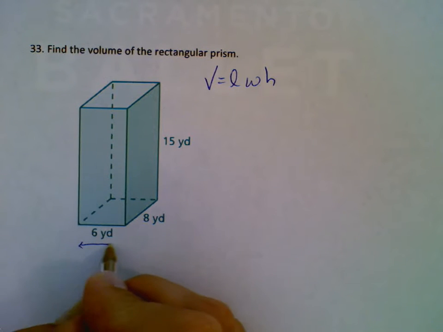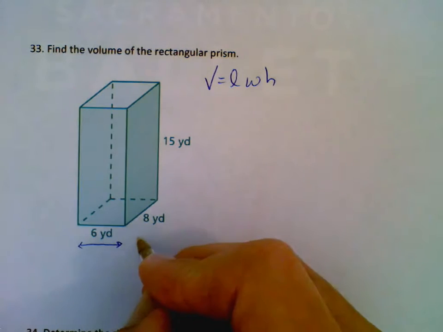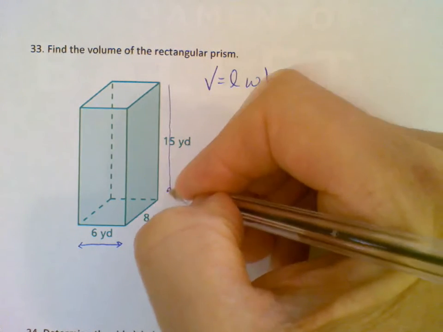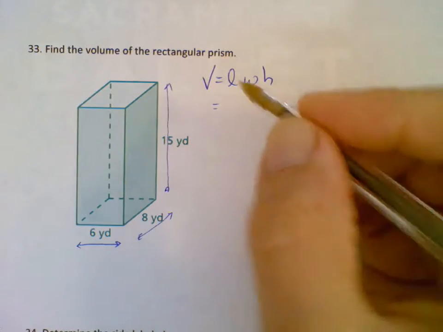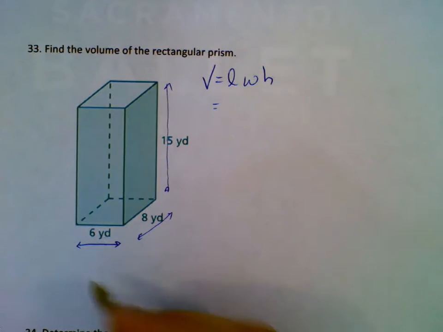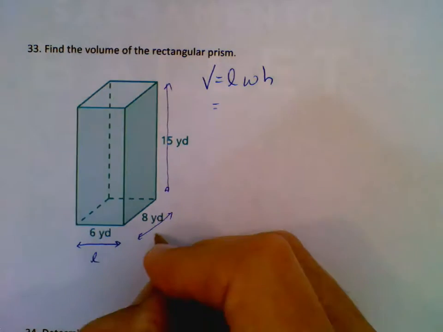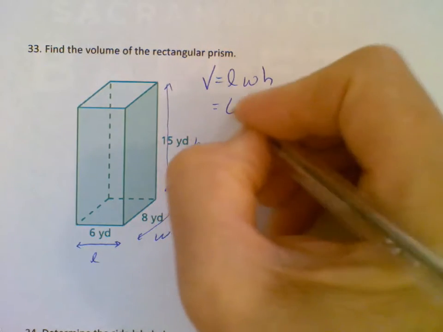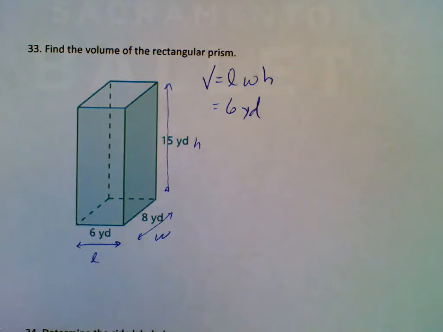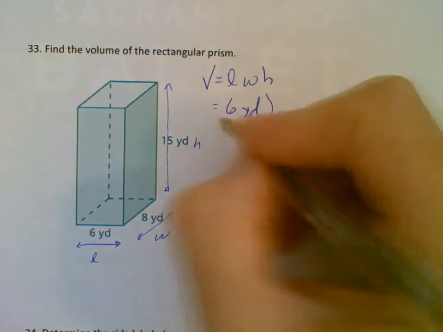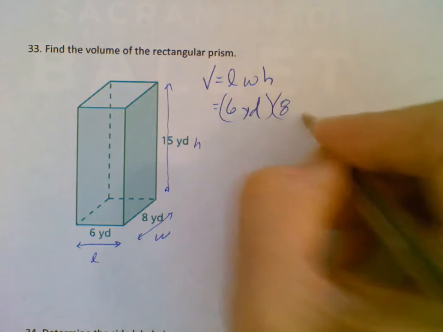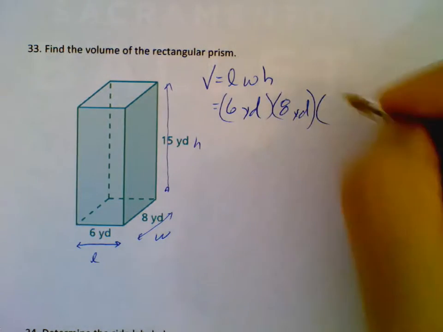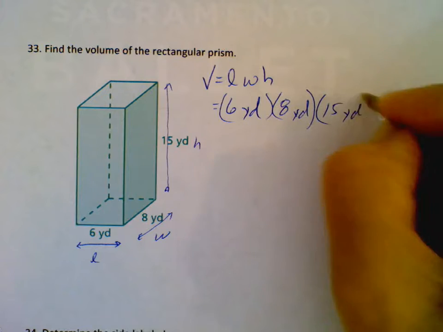each direction. So there's this dimension, and then there's this dimension. In this case, if I call this the length, this the width, and this the height, that means my length is 6 yards. My width, I'm going to multiply that by 8 yards. My height, I'm going to multiply by 15 yards.